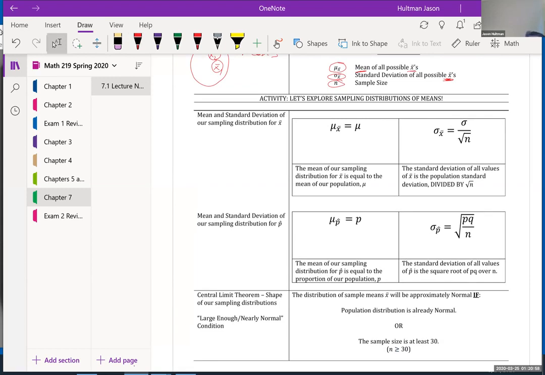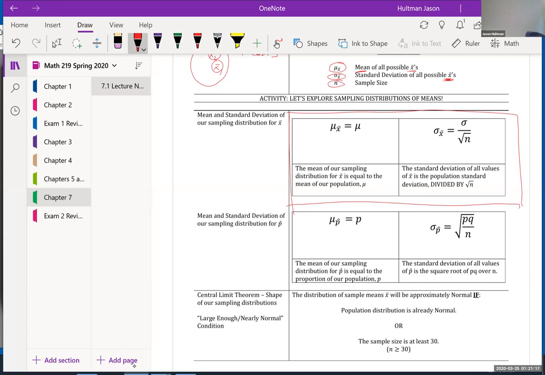So let's deal with just means for right now. We'll get to proportions in a little bit, but I just want to focus on the means. So we'll save this stuff and just focus right on this for now.